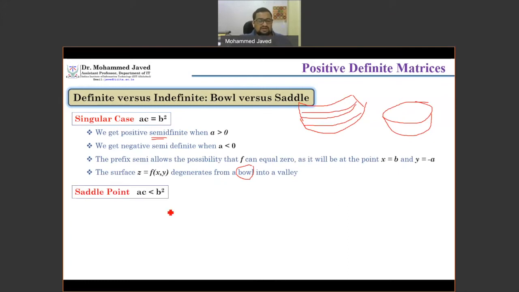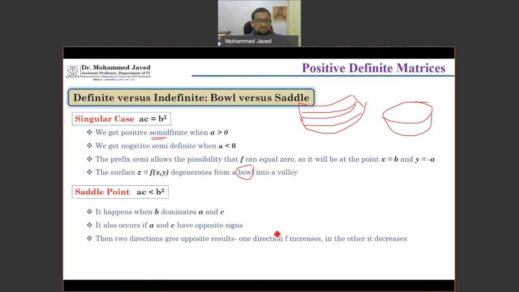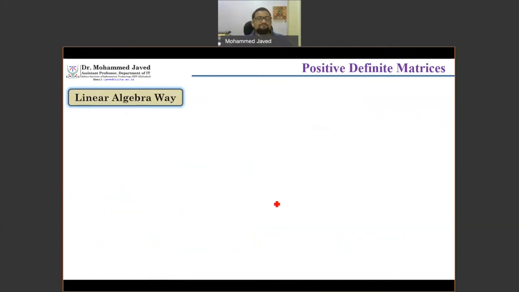On the other hand, if AC is less than B square, what would happen? It happens when B dominates A and C. Here, if B dominates A and C, then we get the saddle point. It also occurs if A and C have opposite signs. So this is another condition. The two directions give opposite results: in one direction f increases, in the other it decreases. We have already seen the diagram for the saddle point.